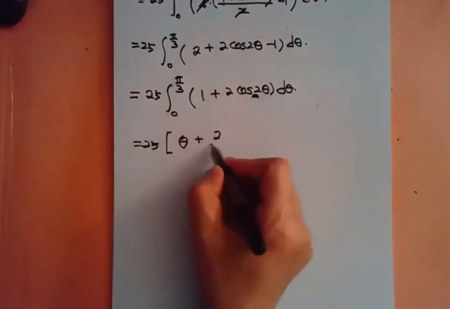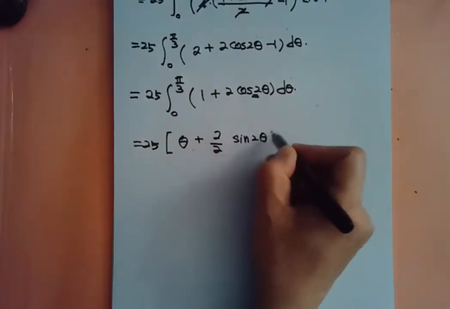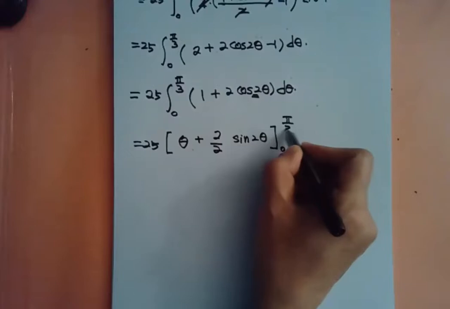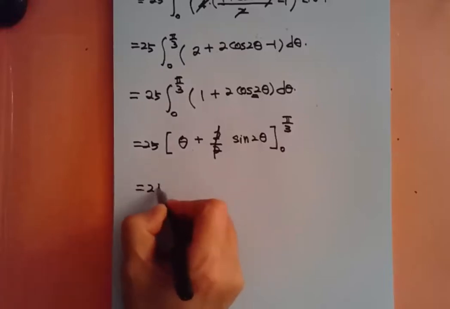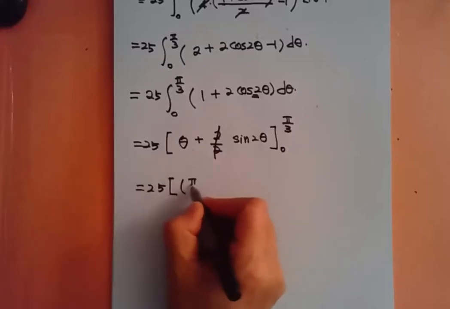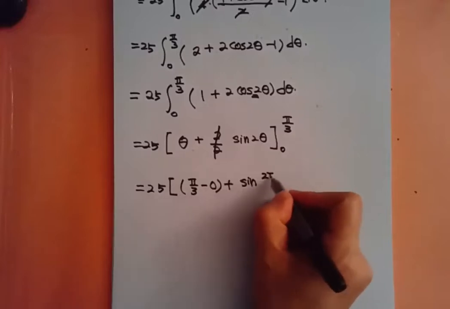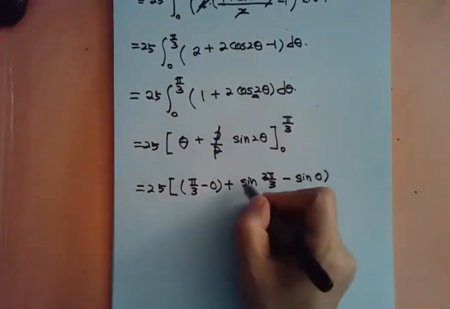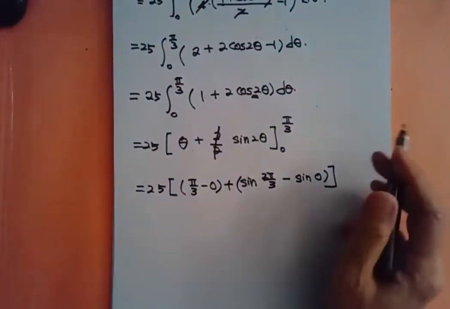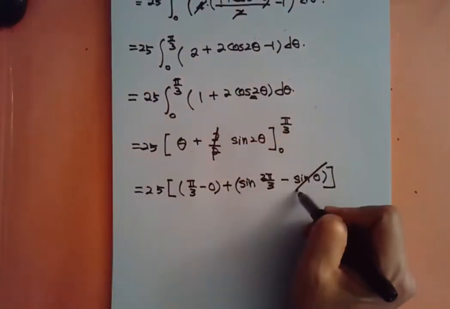From this one, we have to divide by 2. Sine of 2 theta from 0 to pi over 3. So this will cancel each other. So this one is 25 times pi over 3 minus 0 plus sine of 2 pi over 3 minus sine of 0. 2 times 0 is 0. So we know that sine of 0 is 0.